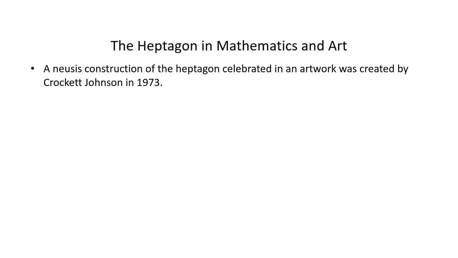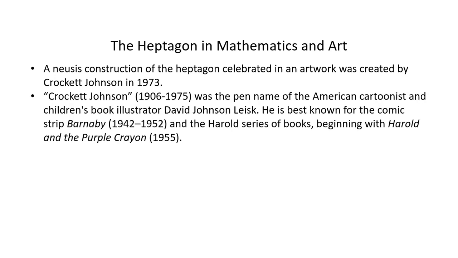Now, Anusa's construction of the heptagon actually was celebrated in an artwork, and it was created by a fellow who went by Crockett Johnson in 1973. Crockett Johnson was the pen name of an American cartoonist and children's book illustrator. His name was David Johnson Leisk. He's best known for the comic strip Barnaby, which ran for a decade from 1942 to 52, and the Harold series of books featured a child named Harold who had a purple crayon with which he drew his world and got himself into and out of scrapes.